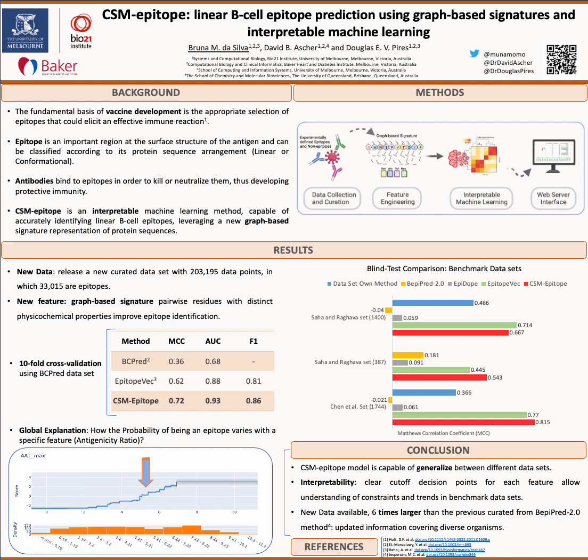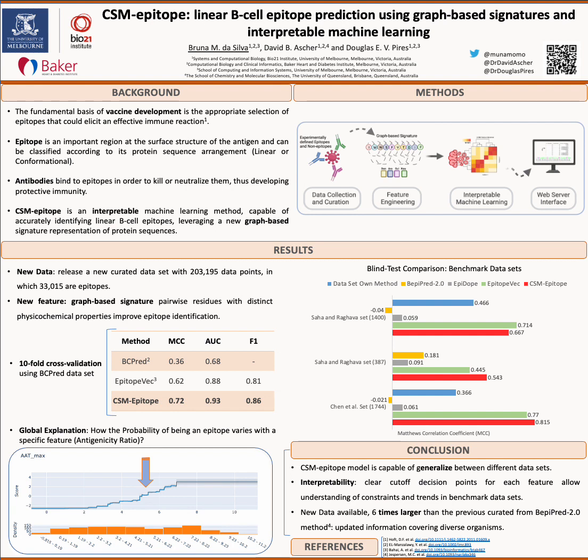So moving to the results, we are releasing two new things. One is a large-scale curated dataset composed of only experimentally proved epitopes and non-epitopes. This dataset is composed of a bit more than 200,000 data points, which is 6 times larger than the current largest dataset. We are also evaluating a new feature, and the graph-based signature was able to help identify differences between epitope and non-epitope, given some labeling information based on physicochemical properties and also scale propensity information.